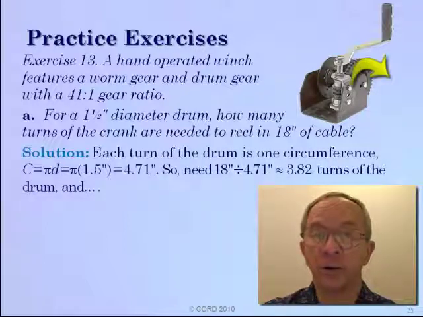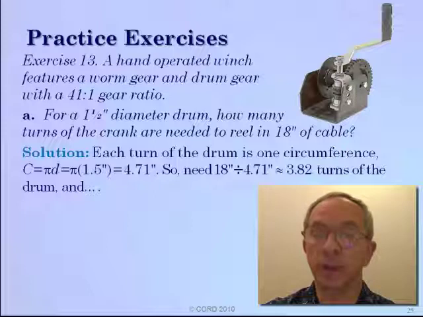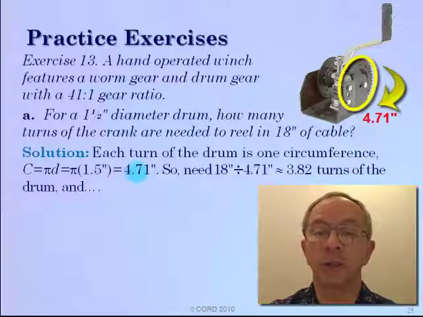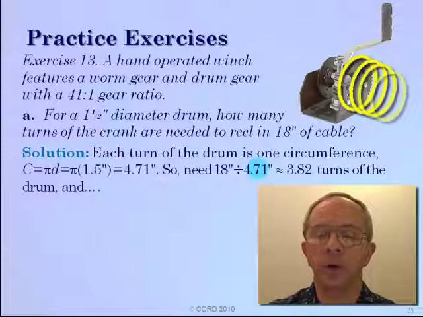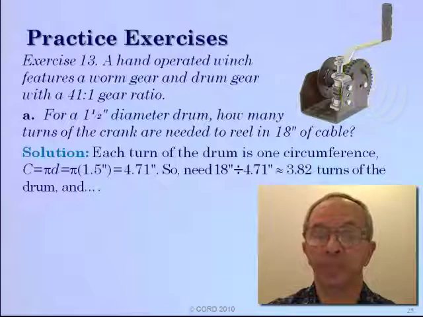Each turn of the drum is one circumference. And a circumference is equal to pi times its diameter, which we're told is 1.5 inches. So the circumference is 4.71 inches. All right, we're on a roll now. We need 18 inches, and each turn is going to reel off 4.71 inches. So how many do we need? Well, we divide those two numbers, 18 by 4.71 per turn, and we get 3.82 turns of the drum.